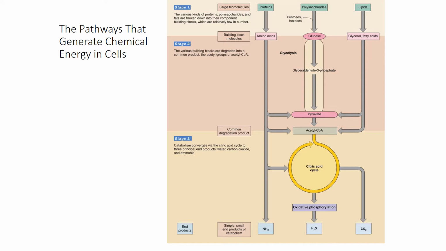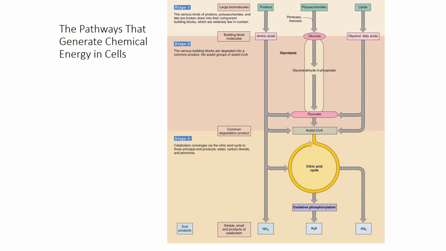So this figure represents the 3 stages of catabolism. We start with large biomolecules: proteins, polysaccharides, lipids. These are consumed in our diets, and they undergo some initial breakdown. For example, proteins are catabolized to amino acids, polysaccharides are broken down to glucose, and lipids yield glycerol and fatty acids.